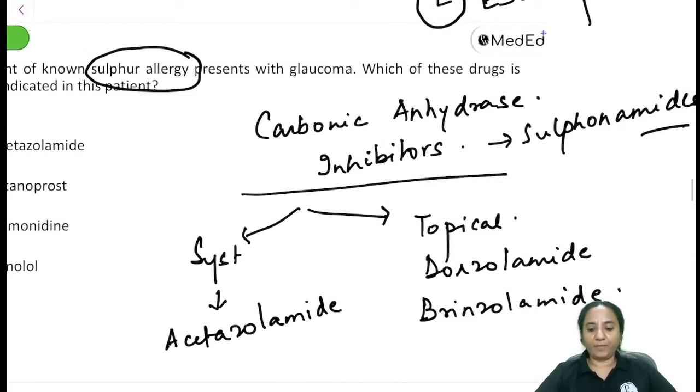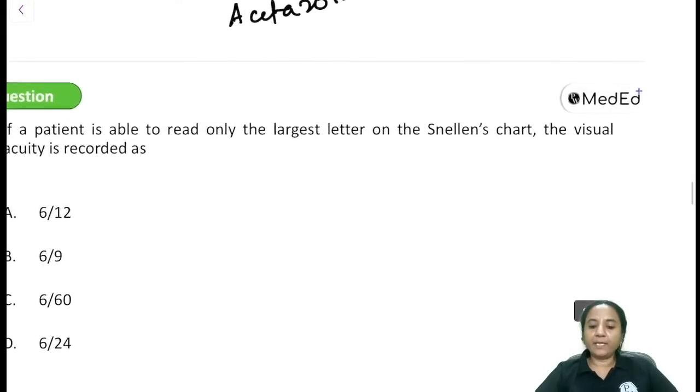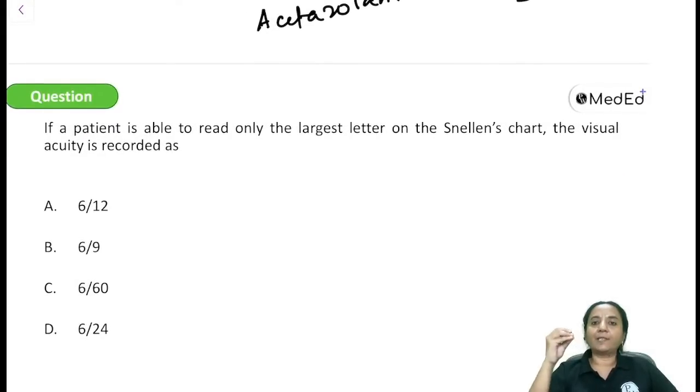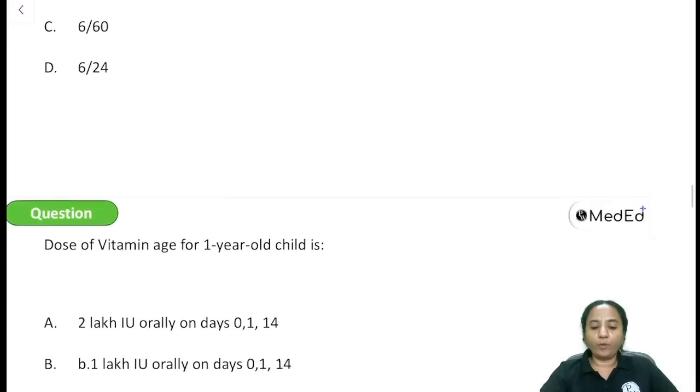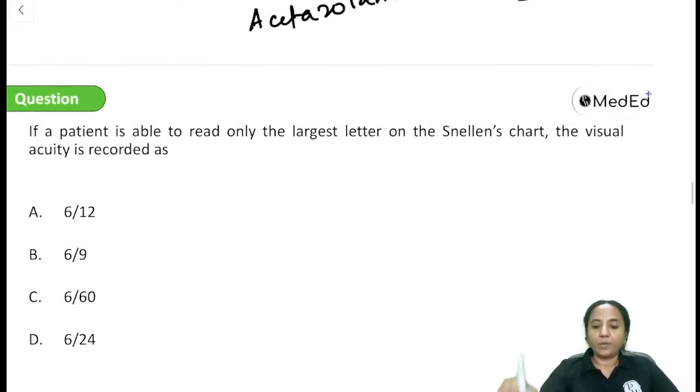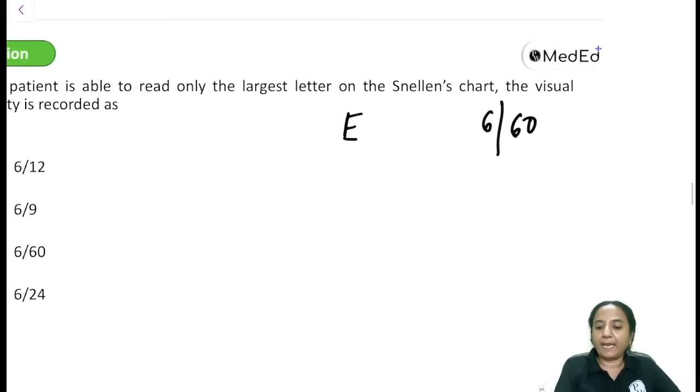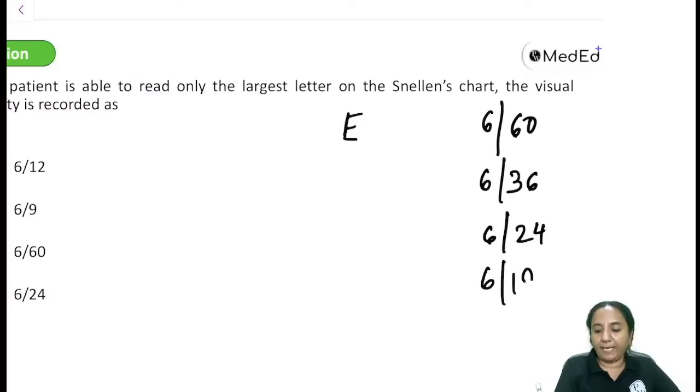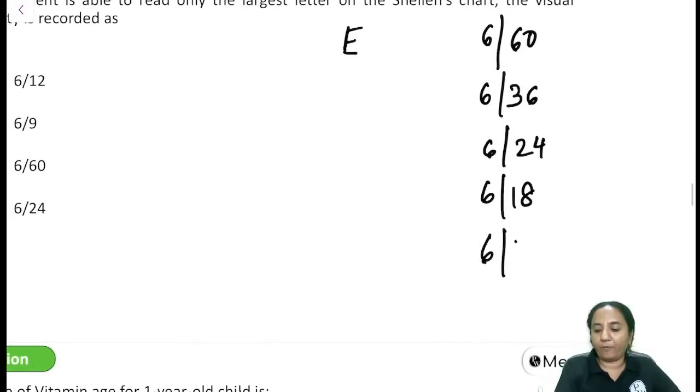Okay, next question. A patient is able to read only the largest letter on the Snellen's chart. How would you record the visual acuity? So the topmost letter, which is usually an E. If the patient reads the topmost letter, the visual acuity is 6 by 60. Then the next line is 6 by 36. Then comes 6 by 24. Then 6 by 18. Then 6 by 12. Then 6 by 9. Then 6 by 6.